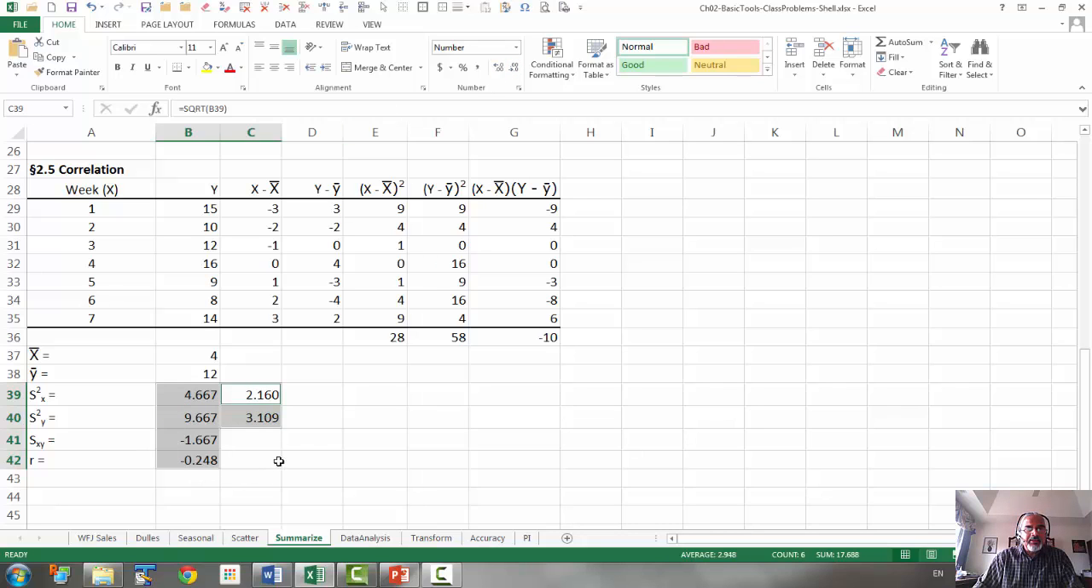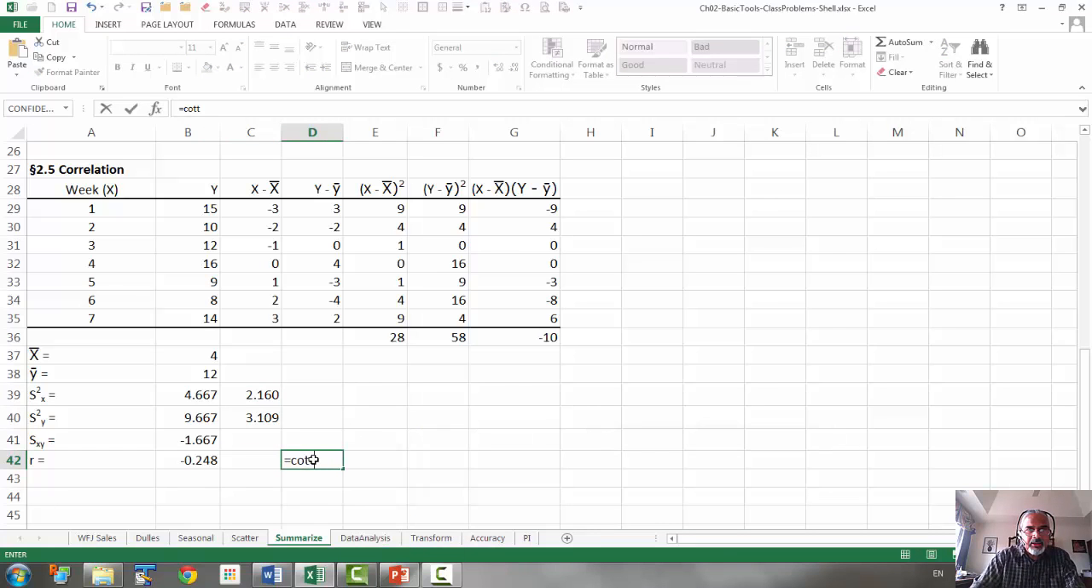Now, of course, Excel has a function called CORREL. So that's correlation. So you give the first range of values and then the second range of values. It doesn't matter which order. That function will give us the correlation. So you don't have to go through all of these computations. You can instead compute the correlation using the CORREL function in Excel.